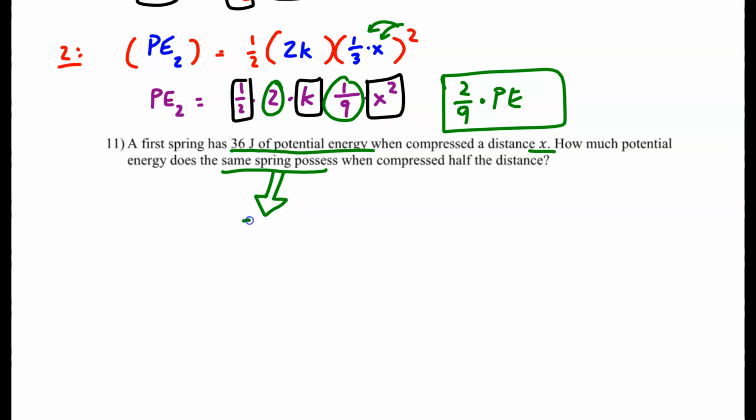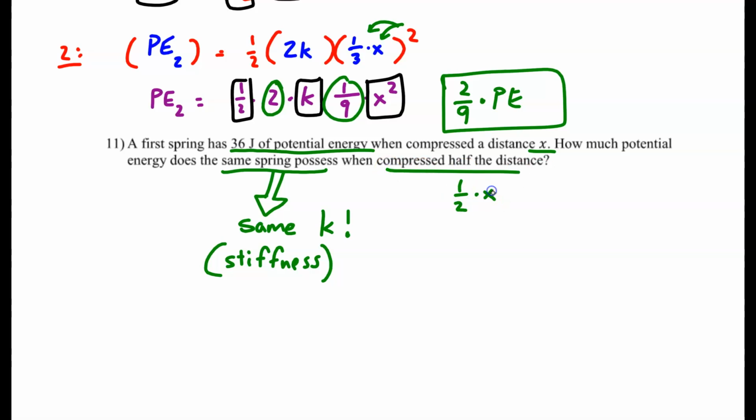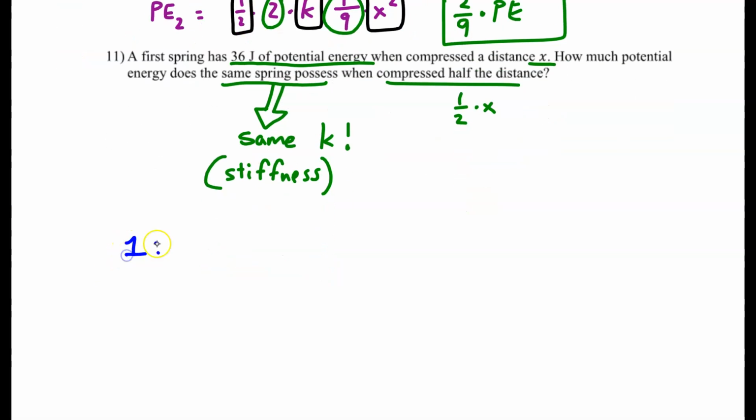That's a trick. If it's the same spring, it is just as stiff. It has the same spring constant, right? Which, remember, spring constant stands for the stiffness. If it's the same spring, that has not changed. However, it's compressed just half the distance. That's 1/2 times x. All right, scenario 1, scenario 2.